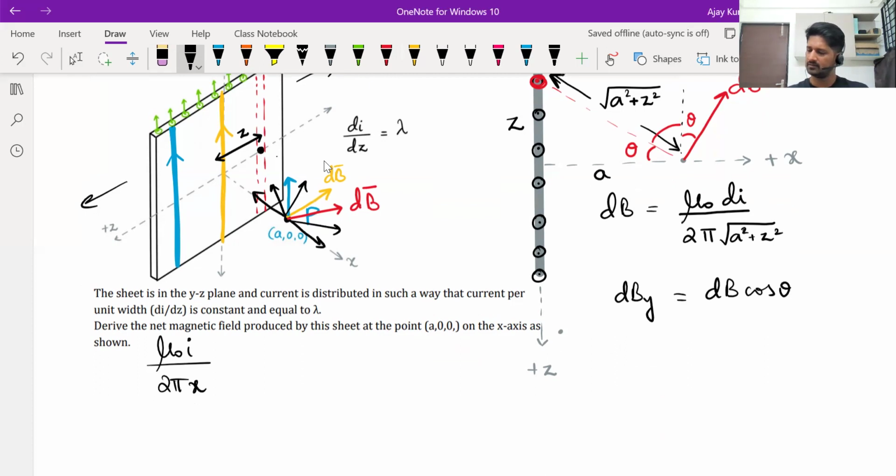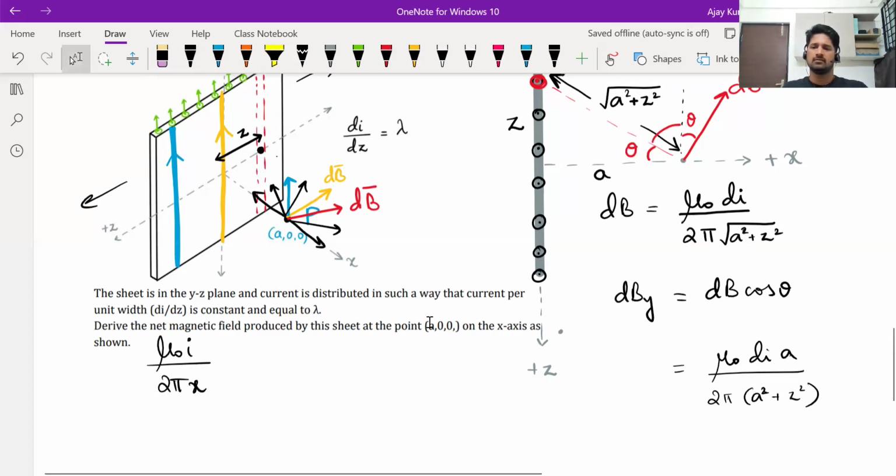If you do that, dB's y component becomes mu naught di, multiplied with a by root of a square plus z square. So mu naught di a divided by 2 pi (a square plus z square). That's the y component, and now you'll have to integrate this. Can we integrate it directly, or do we need to make any adjustments? We need to adjust since z is also a variable.